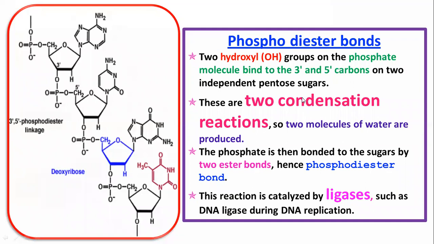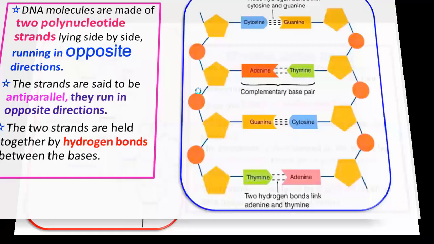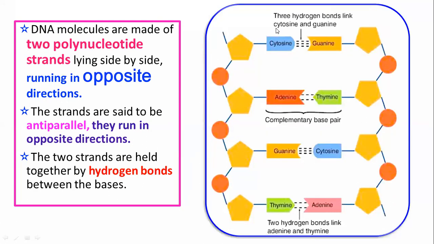You will not forget that there will be two ester bonds between the 3 to 5 linkage. What you need to remember from here is the 3 carbon to 5 carbon linkage between the two pentose or ribose sugars. Similarly, it will continue to the next because we are talking about a polynucleotide. So how is a polynucleotide formed? Right now, we just discussed the phosphodiester bonds.